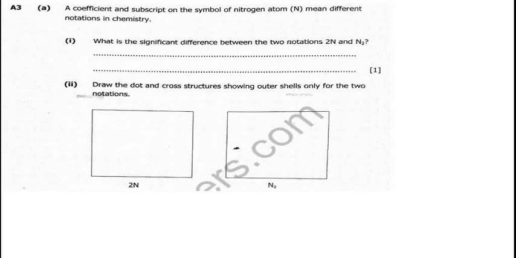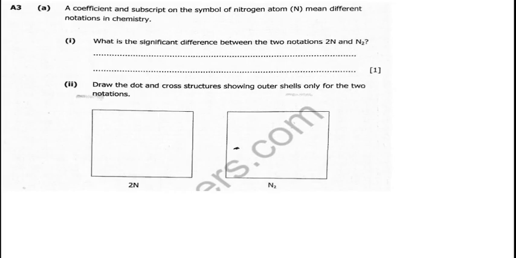Okay, in this tutorial we are going to solve a question from 2020 chemistry, question number 3. The first question, question A, reads: a coefficient and subscript on the symbol of nitrogen atom mean different notations in chemistry. What is the significant difference between the two notations, the coefficient 2N and the subscript N2?